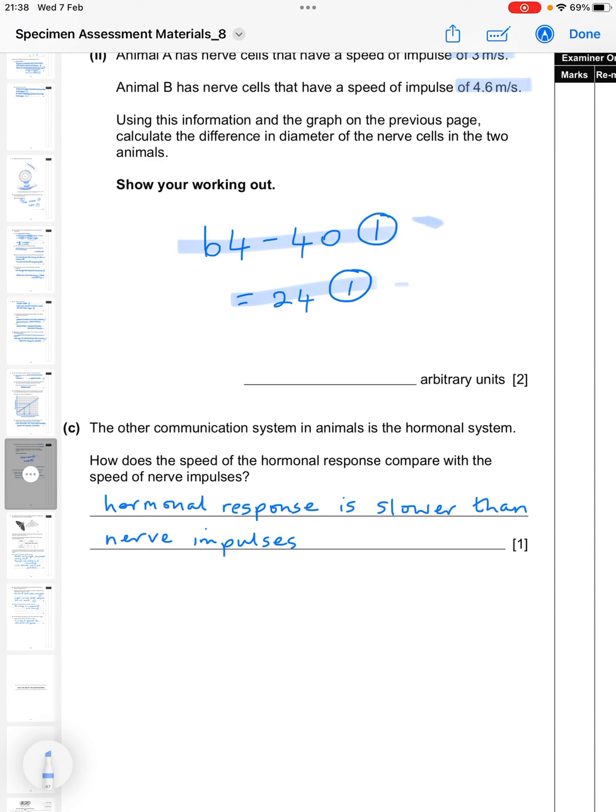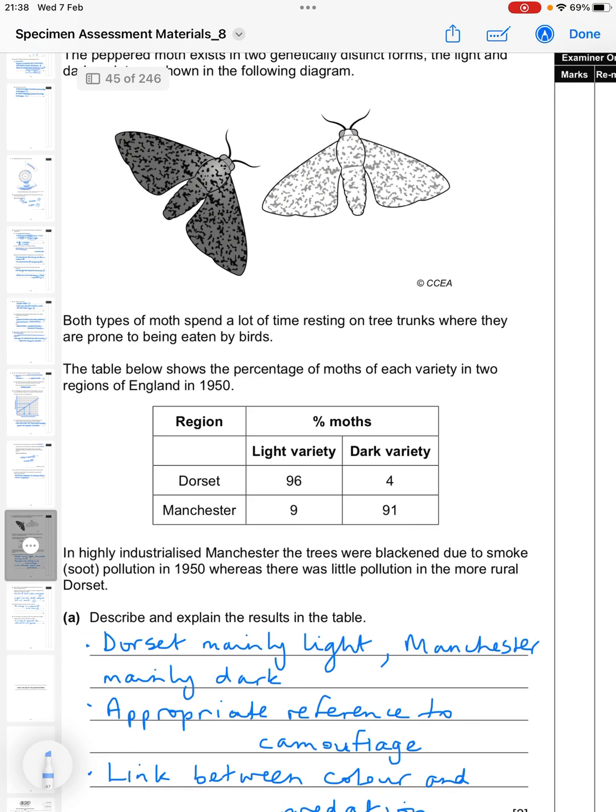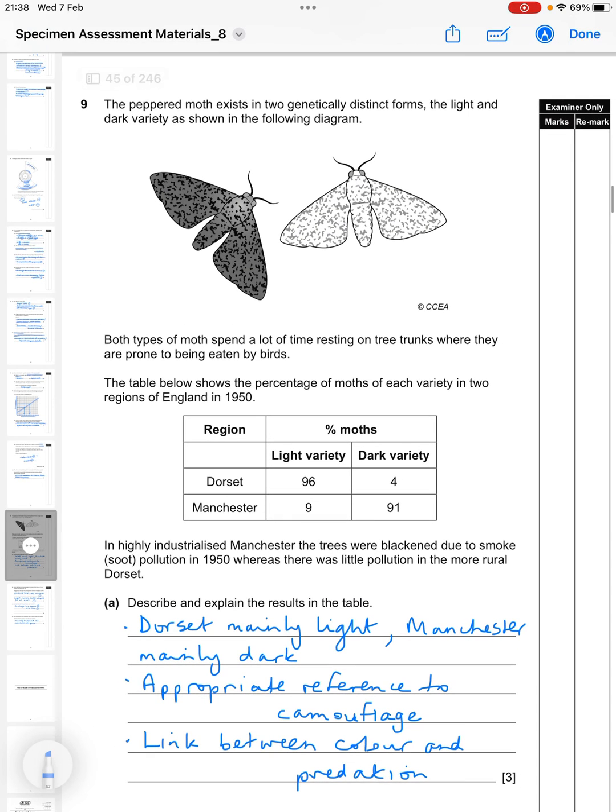So the other communication system in animals is the hormonal system. How does the speed of the hormonal response compare with the speed of the nerve impulses? So you need to be saying that the hormonal response is slower than nerve impulses. And don't just say it is slower, say it's slower than nerve impulses.